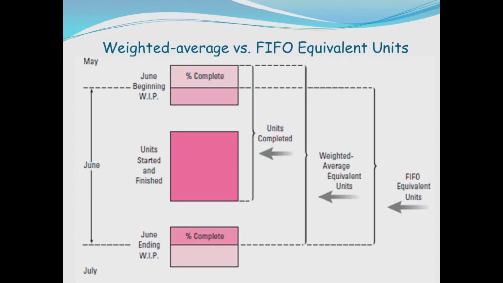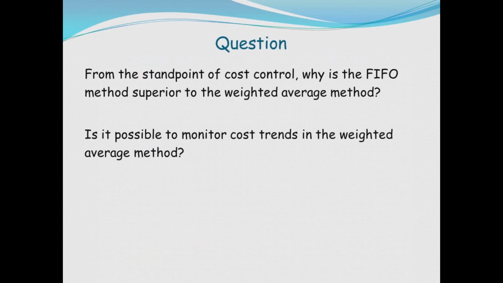I think I answered this earlier, but from the standpoint of cost control, why is FIFO superior to weighted average? It more accurately represents the cost. Absolutely. And is it possible to monitor cost trends using weighted average? Yeah, but not as well. I think that's right. I think you can see the trends, but you're not really sure because you're not getting rid of it.